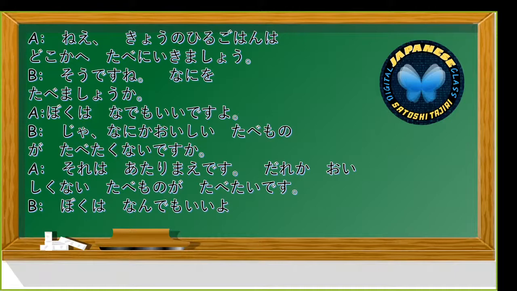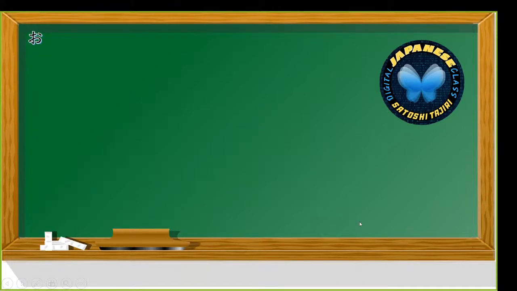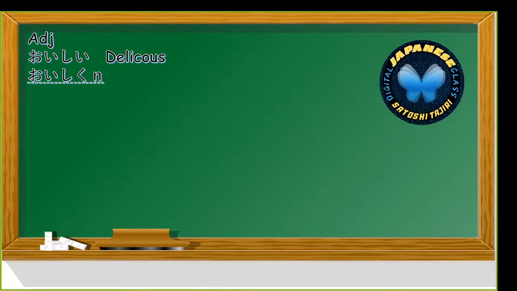So for example, we have our word for our adjective. For example, delicious. Oishii means delicious. It is an i-adjective that ends with i. To make it negative, it will become oishikunai. Okay, not delicious.